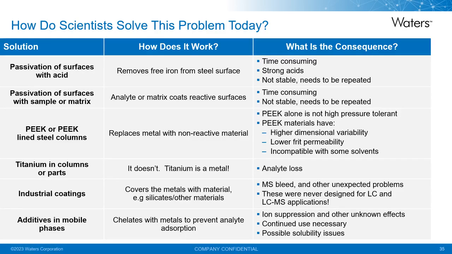Another and last example is things like additives in the mobile phase. And these are additives that are intended to chelate with the metals to prevent analyte adsorption. Some consequences of that are ion suppression or other unknown effects. You have to continually use them at the specified concentration, and they can present some possible solubility issues. So while they're all solutions that people have used over the years, none of these are great solutions to a problem, and there are definitely consequences for each one of these.